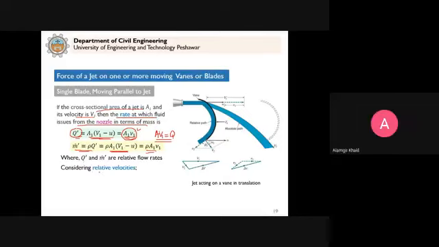Sir, what is the difference between jet and vein? Jet is the jet of water. Haven't you understood this yet? This is the jet of water and this is the vein. This is your vein. So this jet of water strikes this vein.